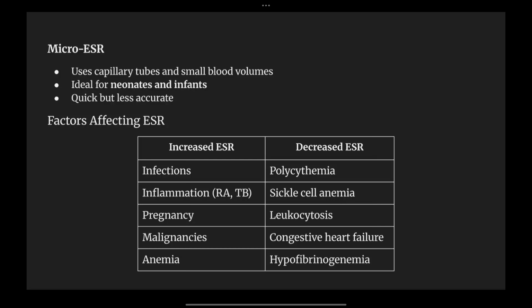Now, what are the factors that can cause an increase or decrease of ESR? As I told in the previous slides, increased ESR can be due to infection, inflammation, pregnancy, malignancy, or anemia. Decreased ESR can be due to polycythemia, sickle cell anemia, leukocytosis, congestive heart failure, and hypofibrinogenemia. So these are the different causes that can lead to the increase or decrease of erythrocyte sedimentation rate.